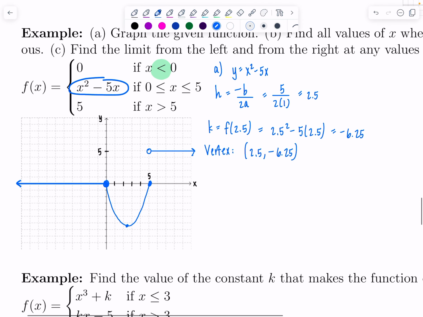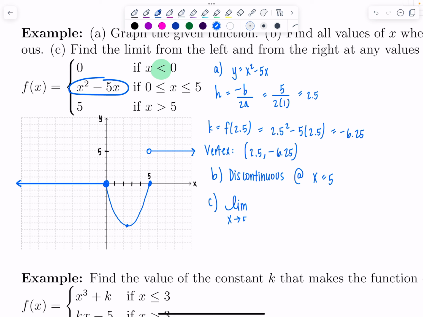So let's go ahead and answer the question. We'll say it's discontinuous at x equals 5. And then they want us to find the limit from the left and the right at that value. So the limit as x approaches 5 from the left of f of x, what does it equal? From the left of 5, we're coming from values smaller than 5. So we're walking on this little piece of the graph. What y value are we approaching? Very good. We're going to 0.